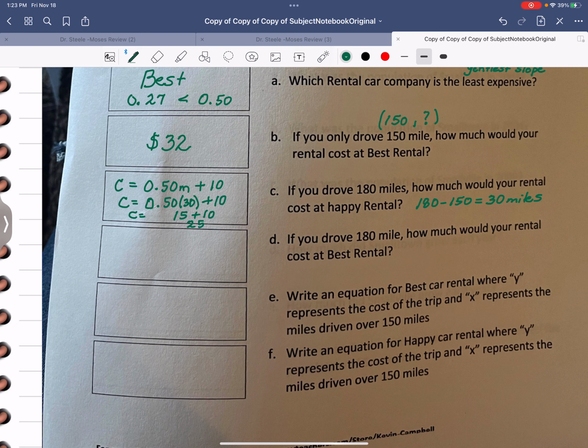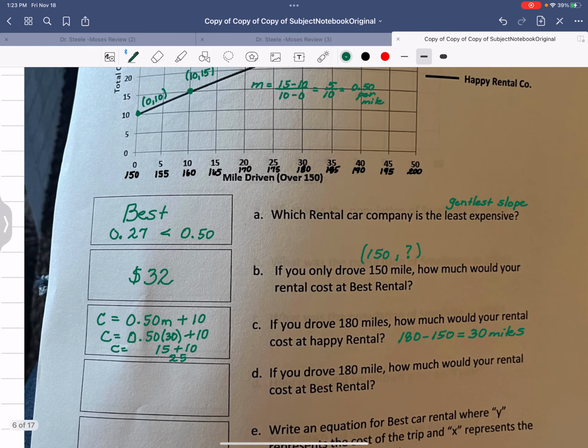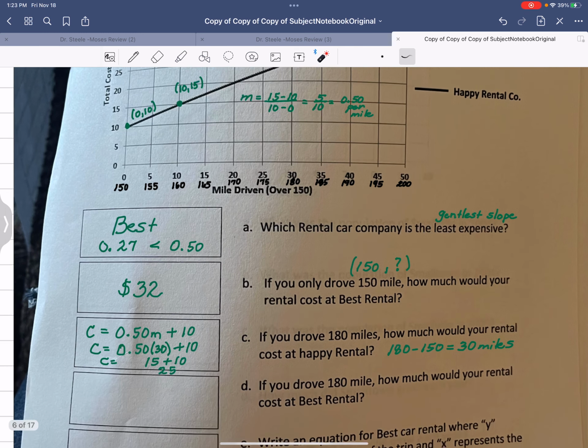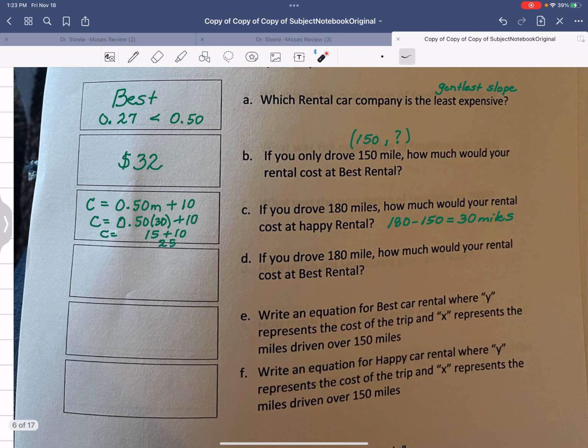Now, let's see if this is consistent with our graph. So we're looking at 180 and 25. So you come up here, here's 180 total, or you could do it by 30 extra over 150. 180, look at that, $25. So our math is correct. You could also have just looked at the graph.